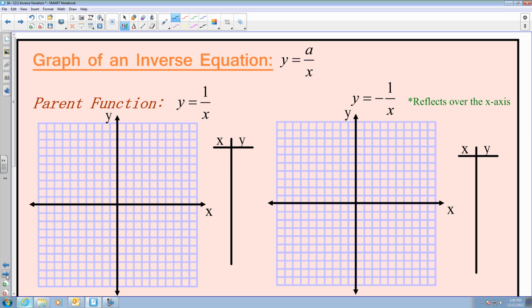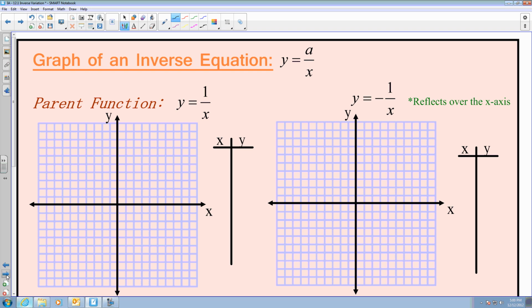Next portion of our assignment is being able to graph inverse equations. And just like when we had quadratics and graphing of square roots, we had a parent function. Same thing goes for here. So here is how an inverse graph looks when y equals 1 divided by x.